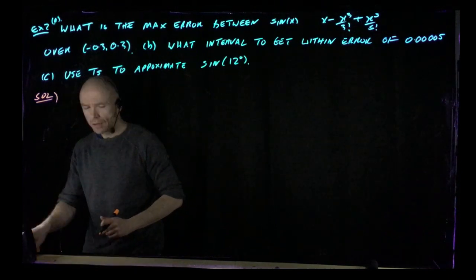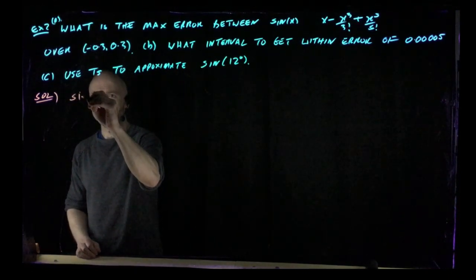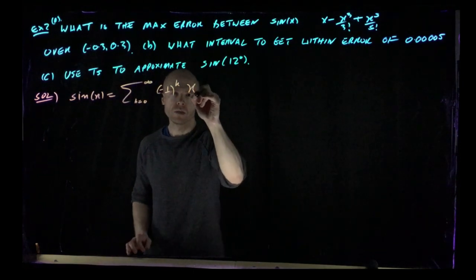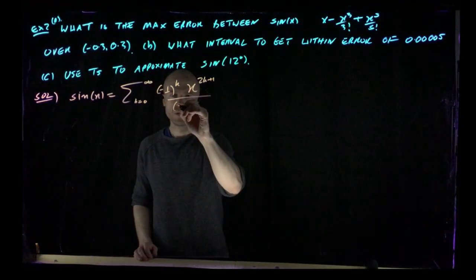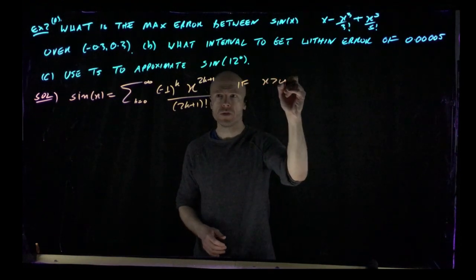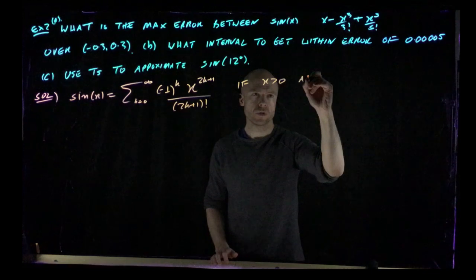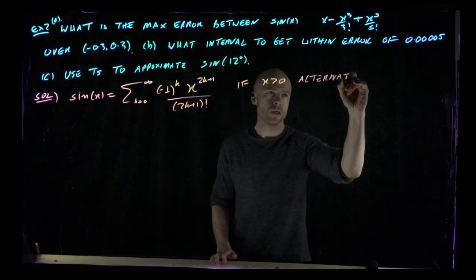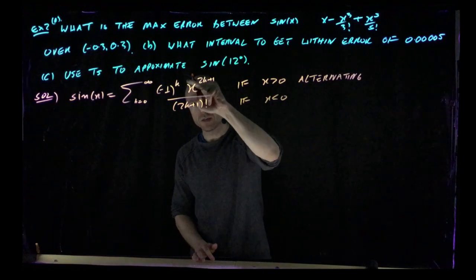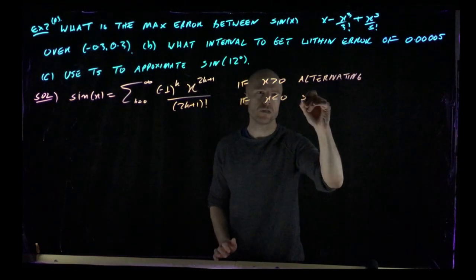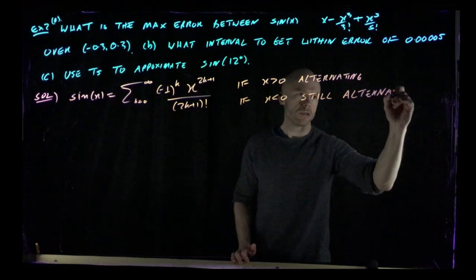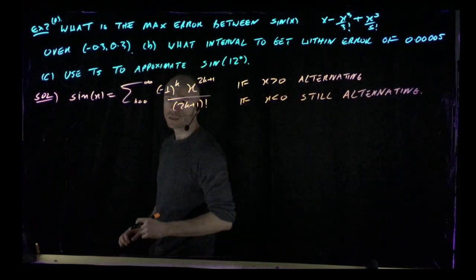And let's see if we have to use Taylor's inequality, or let's see if we have an alternating series. Well, we know what the expansion for sine is, right? So we did this before. Sum from k equals 0 to infinity of minus 1 to the k, x to the 2k plus 1 over 2k plus 1 factorial. Okay, so if x is positive, this is definitely an alternating series, right? Yeah. And if x is negative, it's still alternating, because any negative number to an odd power is still negative. So we don't have to use Taylor's inequality in this case, which makes things a little bit technically easier.